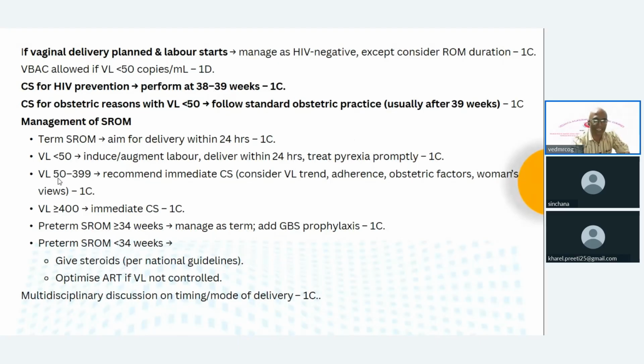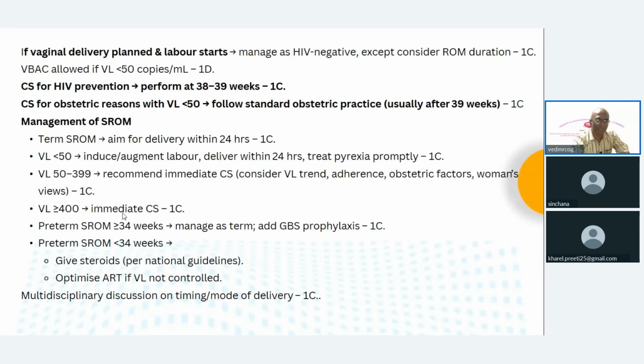Okay. If viral load is between 50 to 399, recommend immediate CS. Consider viral trend, adherence, obstetric factors, but recommend LSCS. Okay. In cases of SROM, if the viral load is more than 400, immediate CS is recommended.